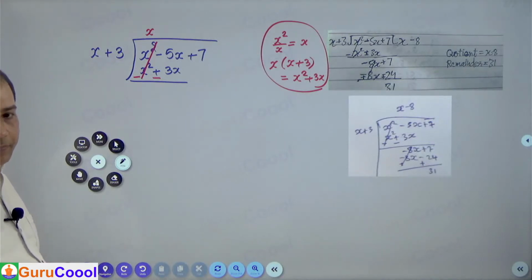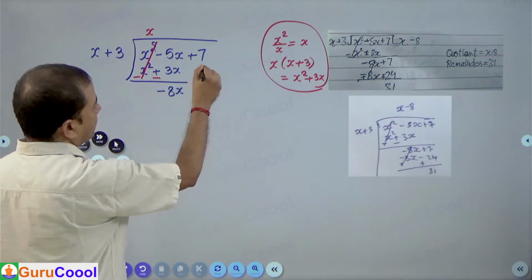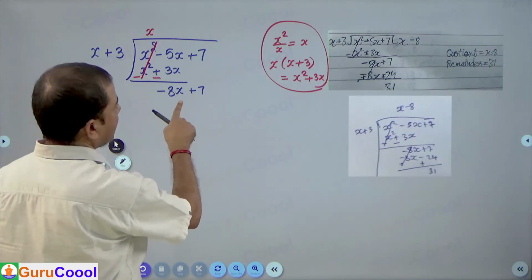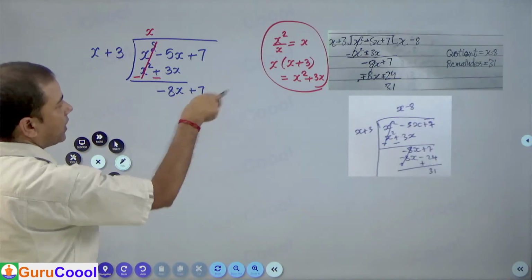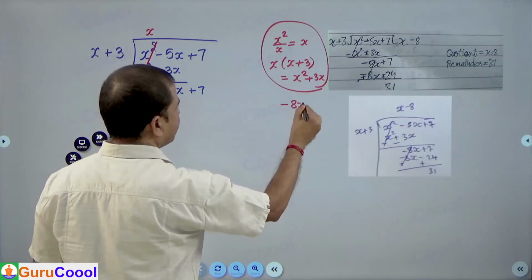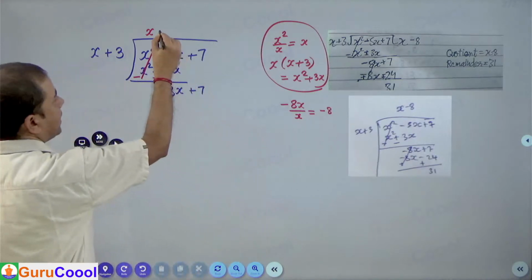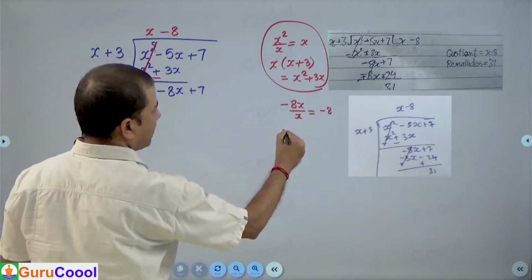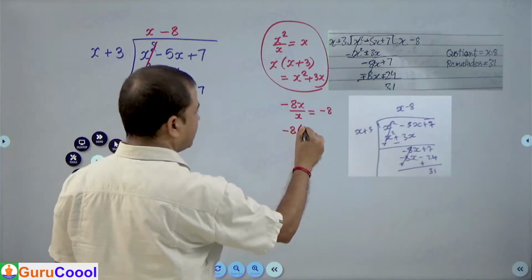Minus 8x. And then plus 7 comes from the top. Now this is our new dividend. We have to divide this by this. So again the same thing will repeat. First term divided by first term. It's minus 8. So minus 8 is the next term of the quotient. And then minus 8 will be multiplied with what? Divisor x plus 3.